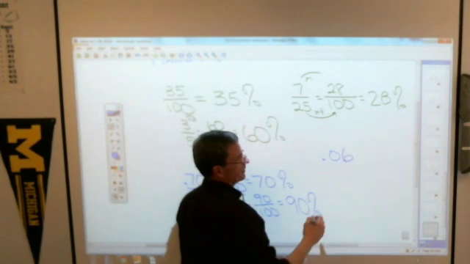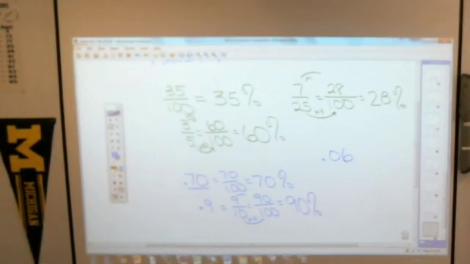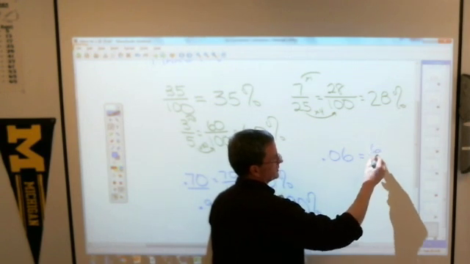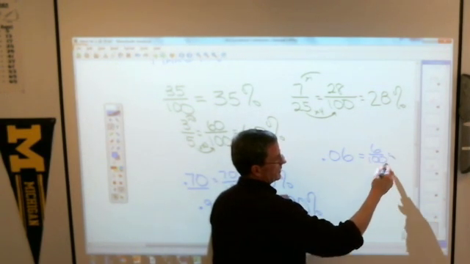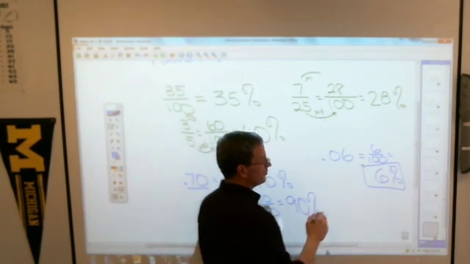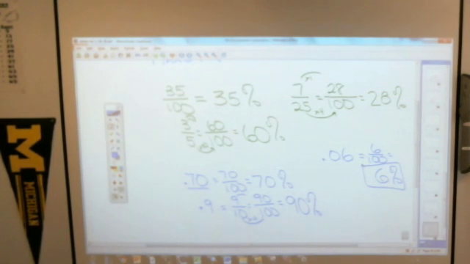Or what about this? 0.06. What percent is 0.06? Trev? 6%, because 0.06 is 6/100, and 6/100 is 6%. Now, they all won't be this easy, but for right now, your book just wants you to get the concept that percent just means over 100, and if you can make your fraction over 100, you've already got your percent.